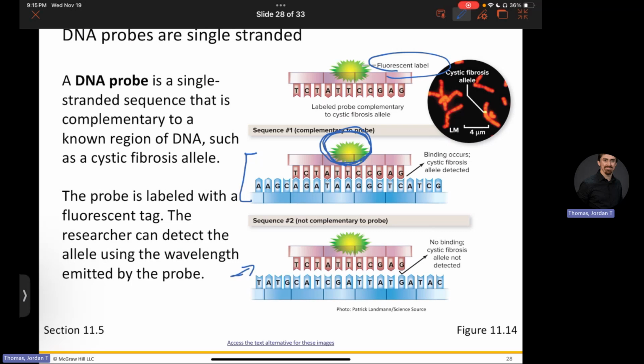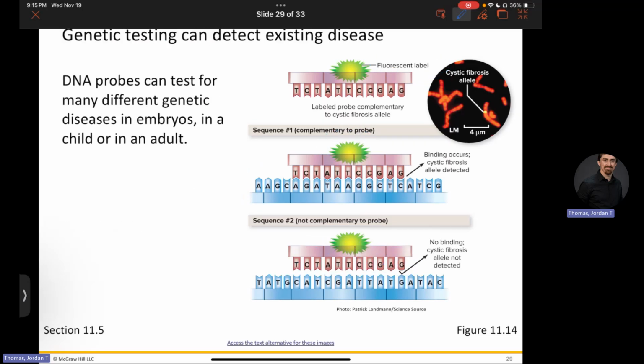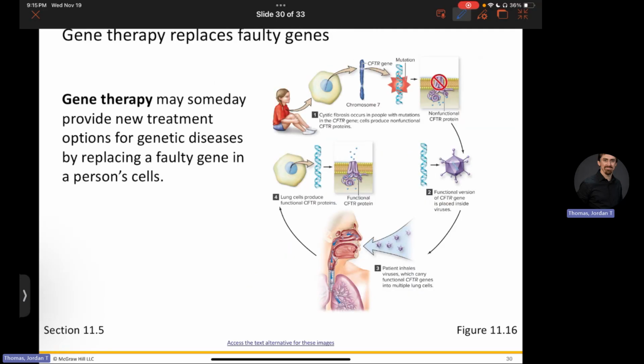But in this example, the DNA sequence isn't there. So this whole probe is going to get washed away and removed. Thus, we don't get the light anymore. Genetic tests can detect existing diseases. DNA probes can test for many different genetic diseases in embryos, in children, or adults. So again, the probe can be used to test for different genetic diseases in individuals because it looks specifically for the gene that produces that disease.